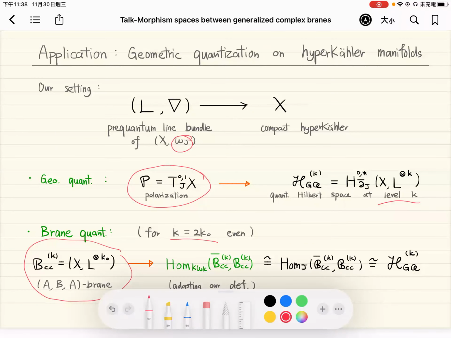Then you can also compute the morphism space for the BCC bar BCC system with respect to the scale of the Kähler form omega K. By our result, because we have the S-Billman symmetry intertwining those spaces, this A model morphism space is isomorphic to the B model morphism space with respect to J. By other computation, this is really the quantum Hilbert space in the geometric quantization. So we have a parallel story. This application is parallel to that of Gukov-Witten, who consider the BCC system, but we consider the BCC bar BCC system.